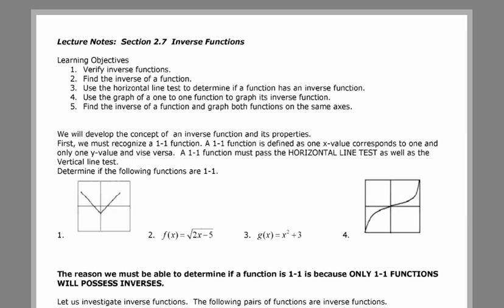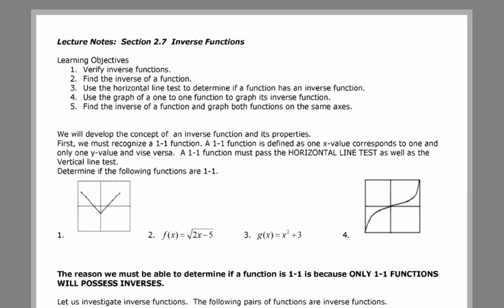First, we have to recognize if a function is one-to-one or not. And one-to-one means one x value corresponds to one and only one y value, and vice versa. There can only be one x going to one y and one y going to one x. In order for a function to be one-to-one, it must pass the horizontal line test. And it's just like the vertical line test, but we're going in a horizontal fashion.